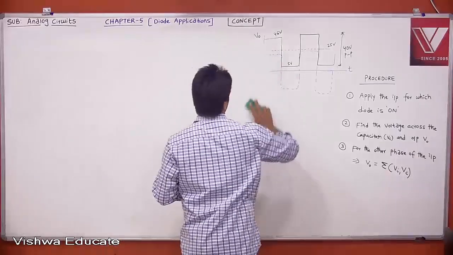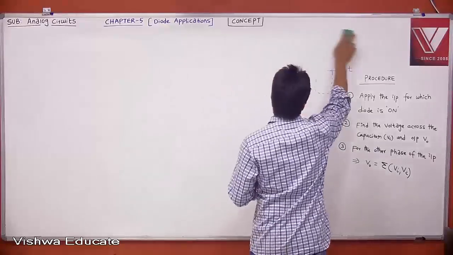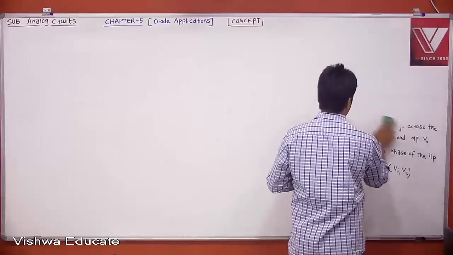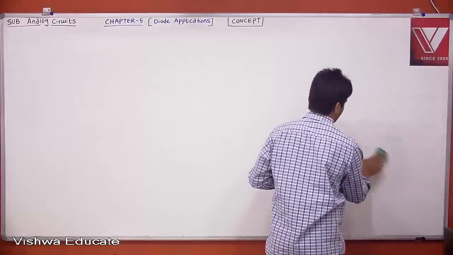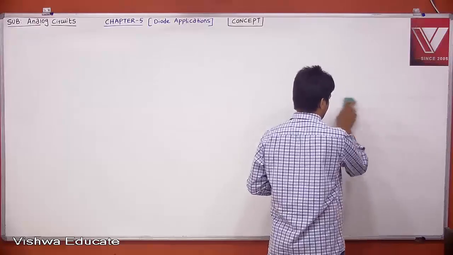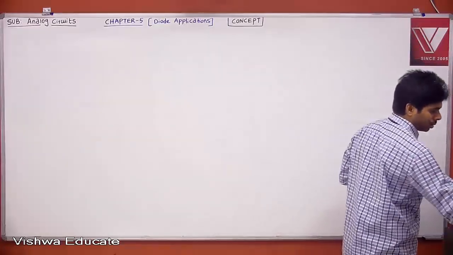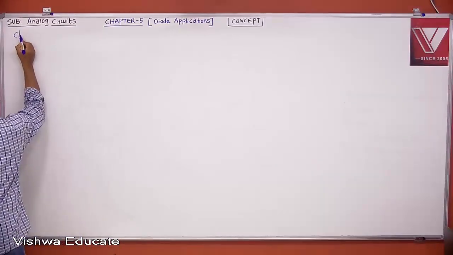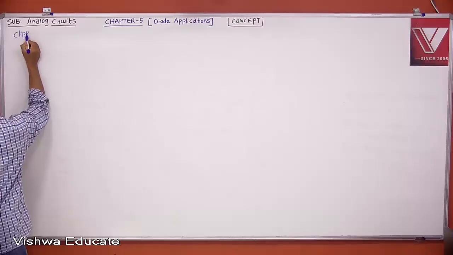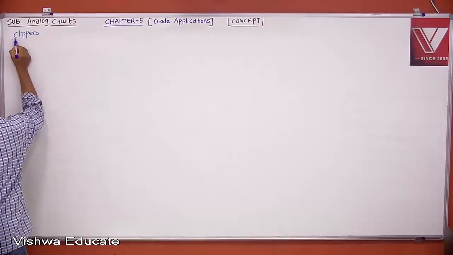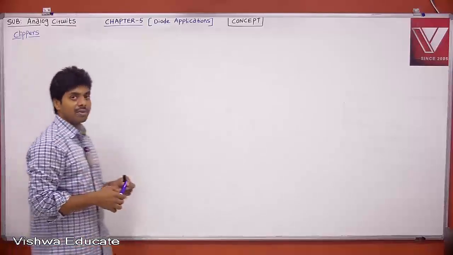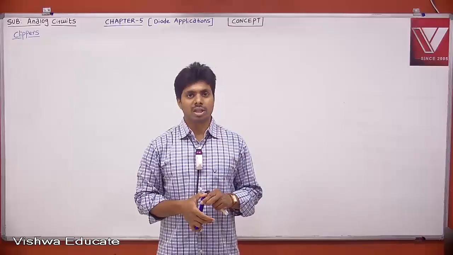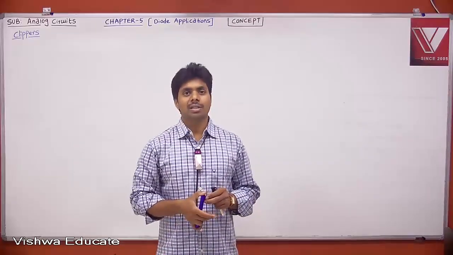Remember, clippers also have many circuits, but I'll give you the procedure. You try to follow the procedure, you'll get the answer. Okay. Those are all blind procedures. Clippers. Difference between clippers and clampers. Clampers will not change the shape of your input signal. Your input signal shape will be preserved. Only the level or the average value will be changed. But in the case of a clipper, the shape of the signal will be changed.